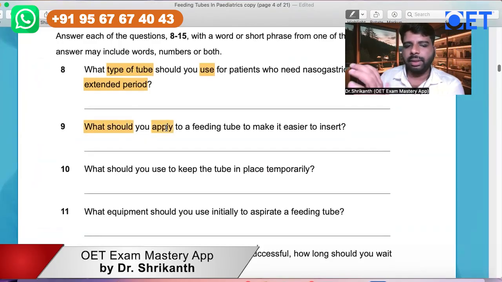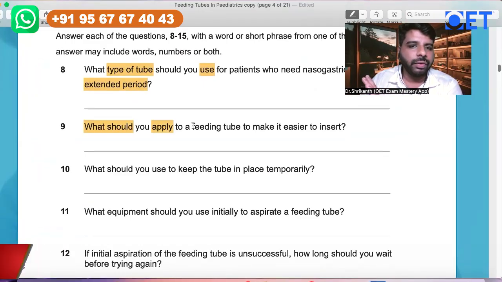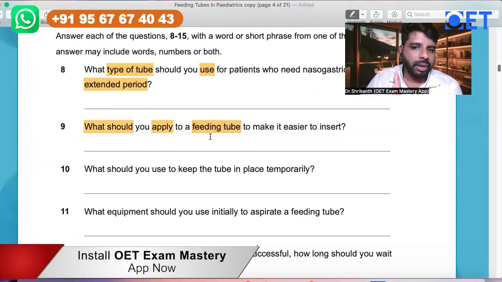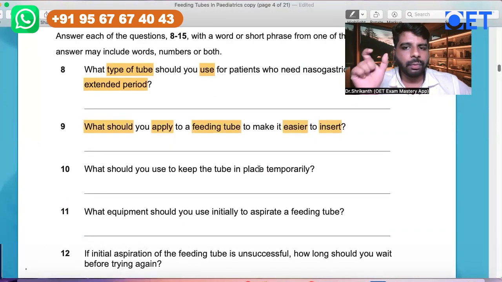So application means what? It is external. Okay, so on the external surface of the feeding tube, what do you apply? And what is the purpose of this application? To make it easier to insert, right? So what is your intuition telling you? Obviously, the word insert is there.